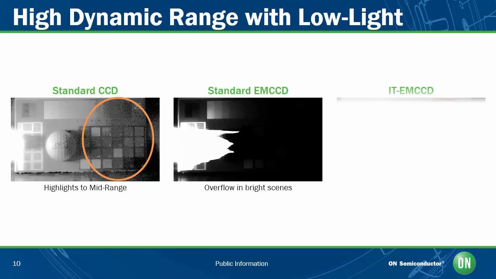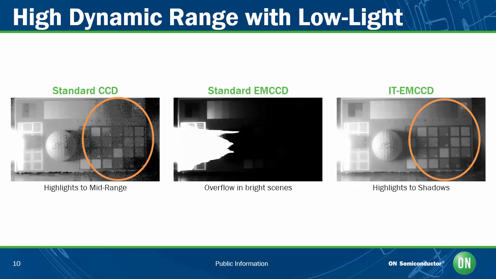Interline Transfer EMCCD takes the best of both of these technologies and combines them using a standard CCD output for the bright parts of the image and an EMCCD output for the dark parts of the image. This extends the dynamic range available from the device beyond what's available from either of these technologies on their own, allowing the full information content of the scene to be captured in a single image.